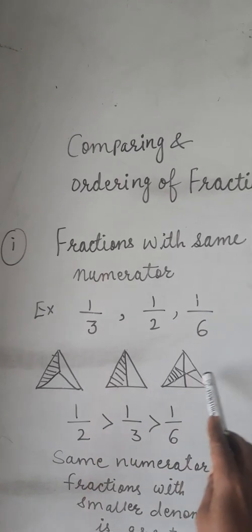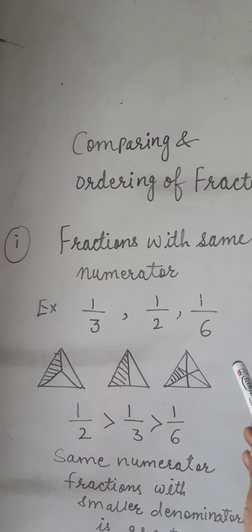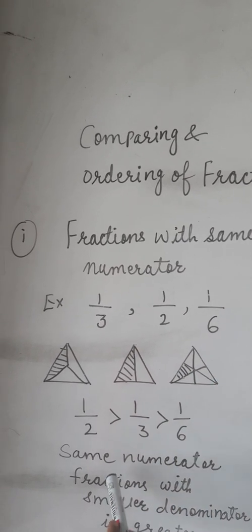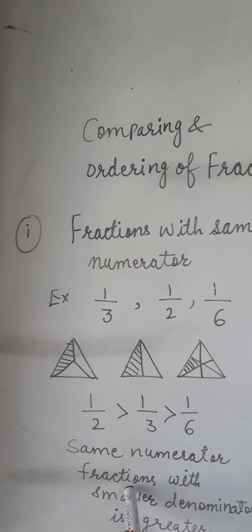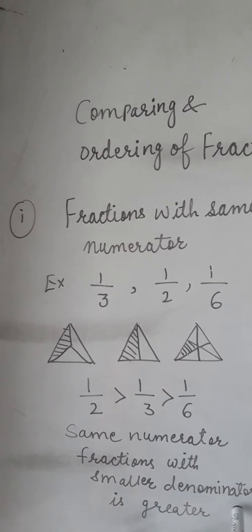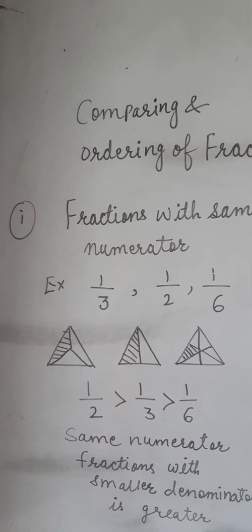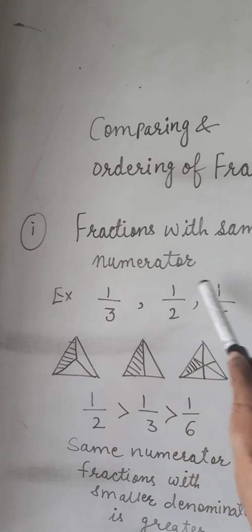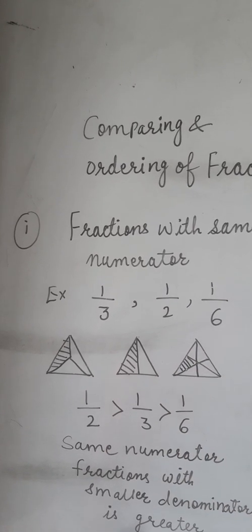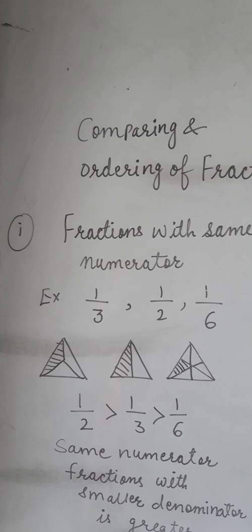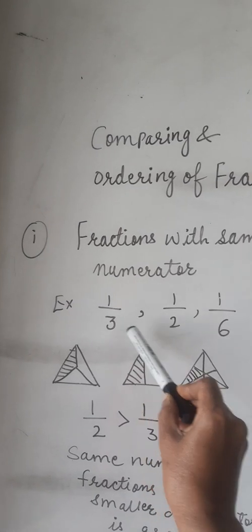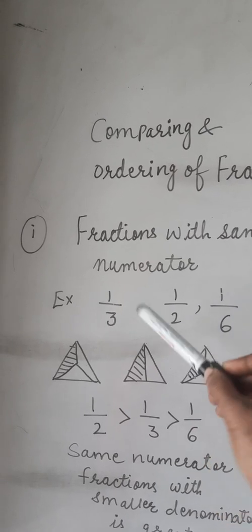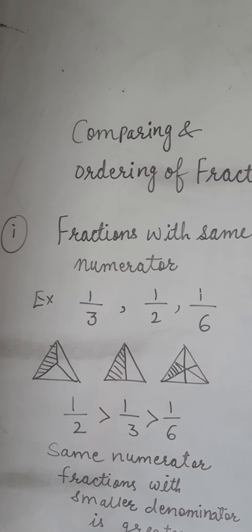So we can make one formula: if the numerators are same, fractions with smaller denominator is greater. What does it mean? If we are comparing fractions and they have the same numerator, how can we find which one is greater? By simply looking at the denominators. Smaller denominator, greater will be the fraction.